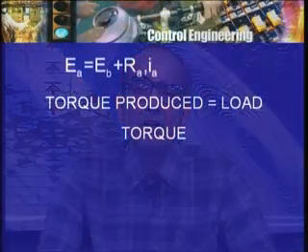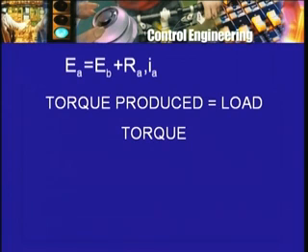till finally the situation is reached when the speed and the armature current are such that the back EMF produced with the armature drop is exactly equal to the applied voltage, and the torque that is produced exactly balances the load torque, and therefore the motor does not accelerate anymore and runs at a constant speed.